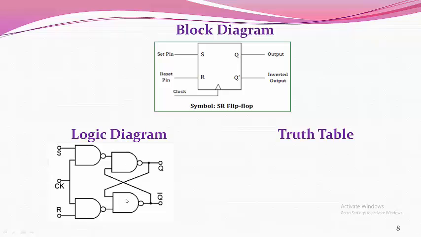The third and fourth NAND gates form the interconnection of a 1-bit memory cell, in which the output Q is connected as an input to this NAND gate, and the output of this NAND gate, Q bar, is connected as an input, and the whole interconnection of these 4 NAND gates will provide the logic diagram of SR flip-flop.